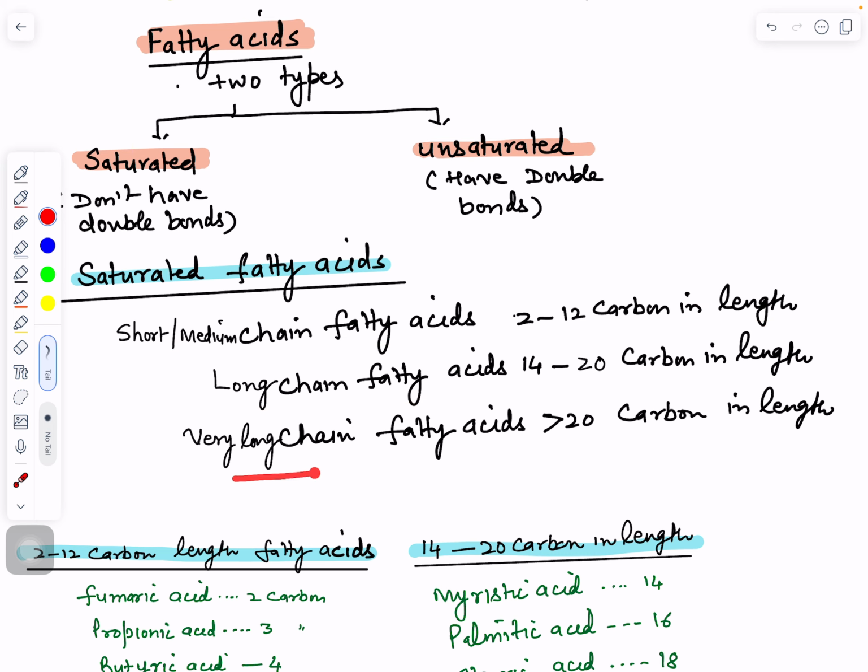If the carbon number is 2, this is called fumaric acid. If it is 3, it is propionic acid. And if it is 4, it is butyric acid. And if it is 6, this is caproic acid. If it is 8, caprylic acid. 10, capric acid. And 12, lauric acid.